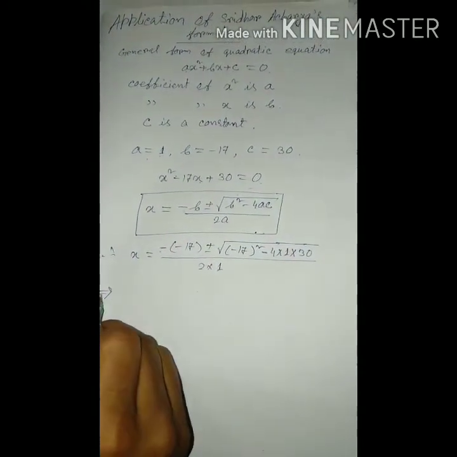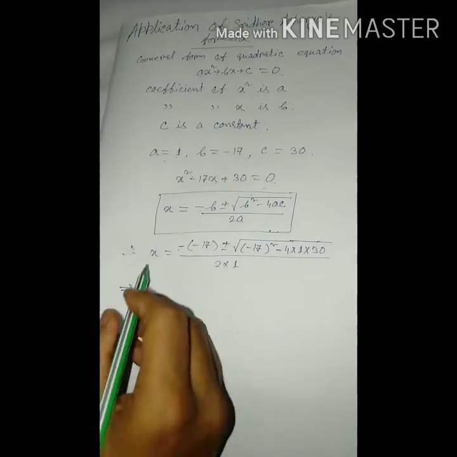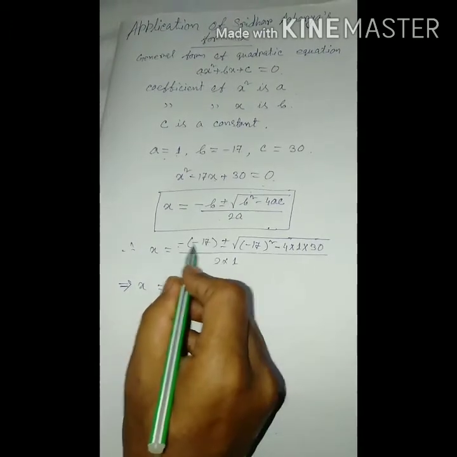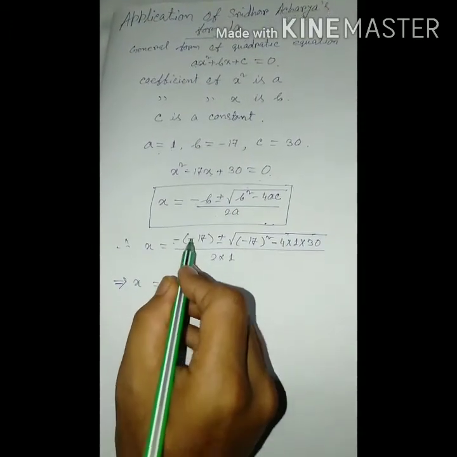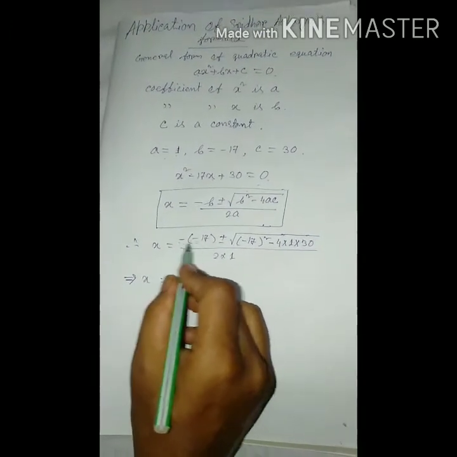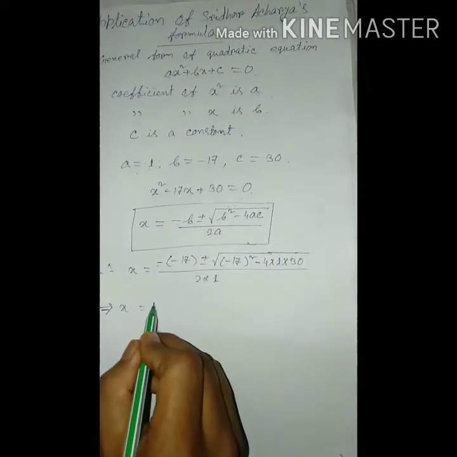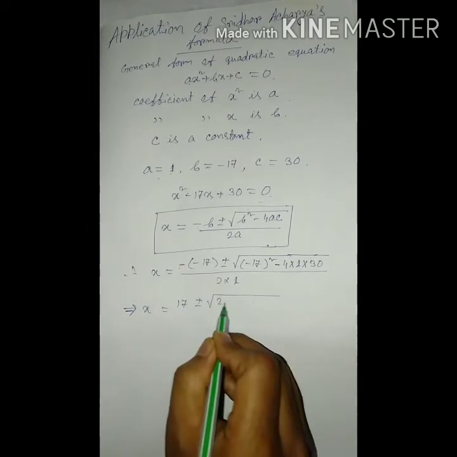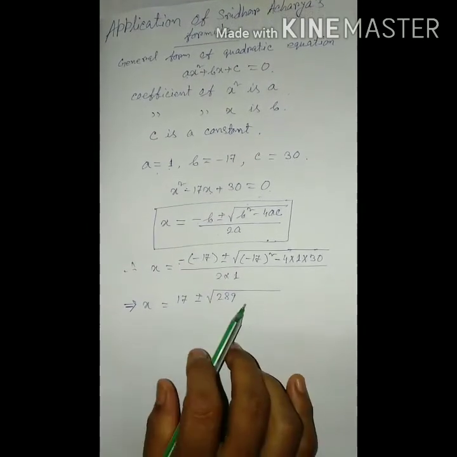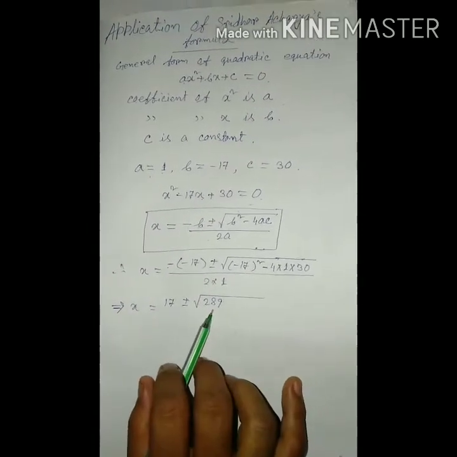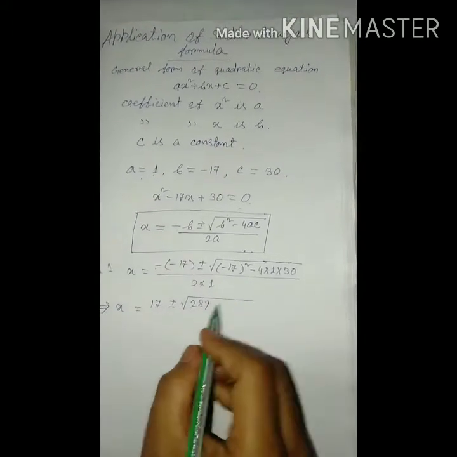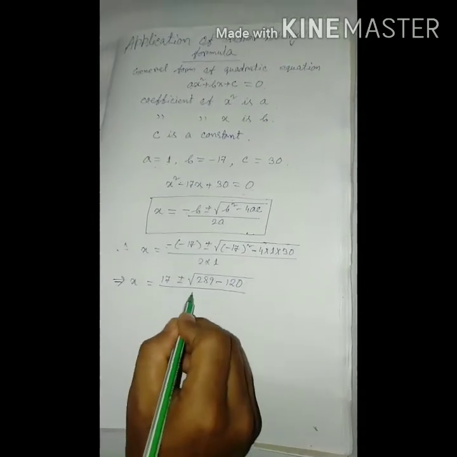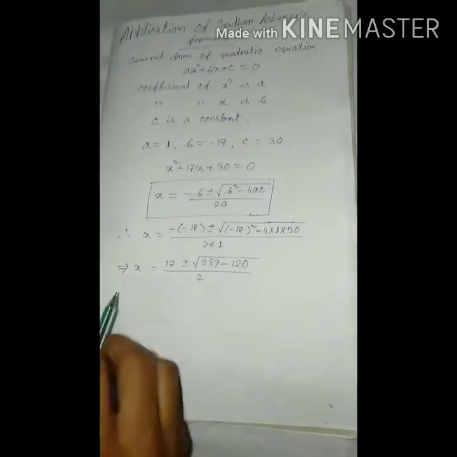Therefore this implies x is equal to minus into minus. Multiply the signs, minus into minus, that is plus. So plus 17 plus minus root, whole square of minus 17 is 289, minus 120, by 2. 2 into 1 is 2.